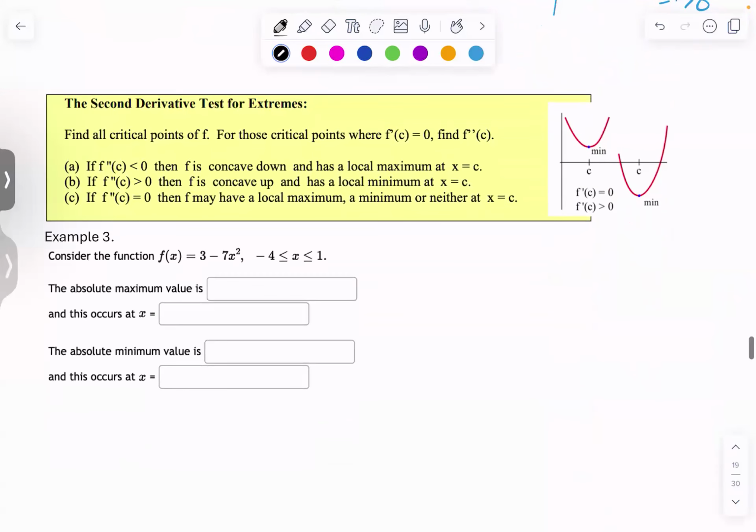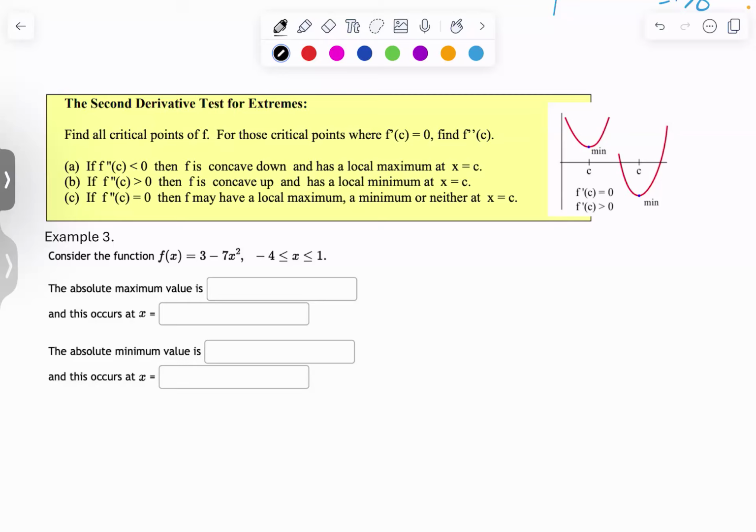The second derivative test for extremes. Find all critical values of f, meaning take the derivative, set it equal to 0, and solve for x. And so in this case, they're calling it c, which is fine. If f double prime at c is negative, then it's concave down, and we have a local maximum. If f double prime of c is positive, then it's concave up, and we have a local minimum. And if it's equal to 0, then it's neither.